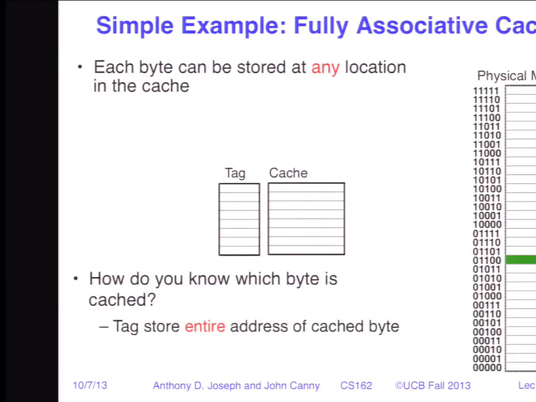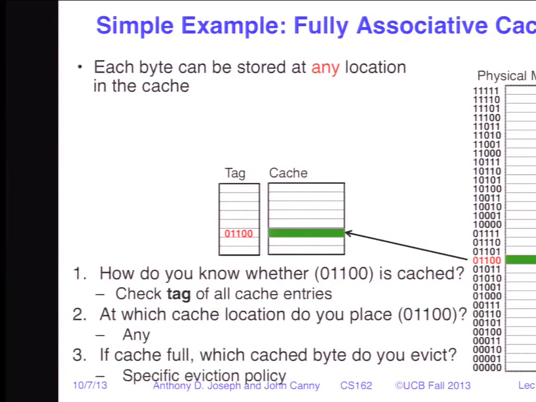Fully associative should also be familiar to you. So in this case, we can store a byte at any location. So the tag has to store the entire address. So here, it's going to store 01100. And so how do we know whether an item is cached? We simply look through all of the tags and see if we find a matching tag. Where do we place an item that we want to cache? We can place it anywhere. If the cache is full, which cache byte do we evict? That's going to depend on our replacement policy. And there are many different replacement policies that we could have. Any questions?